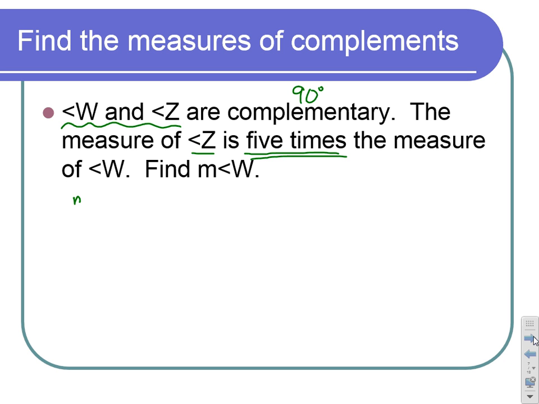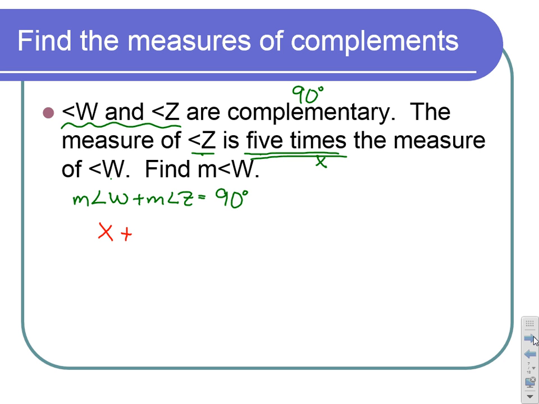All right, so I'm going to start out by saying the measure of angle W plus the measure of angle Z is equal to 90 degrees. Okay, that's an easy place to start. But I don't have numbers to plug in. I know that angle Z is 5 times, so that's multiplication, 5 times bigger than angle W. Okay, so I'm going to think of it this way. I know angle W is going to be some number. I don't know what it is, but I know it's going to be something.